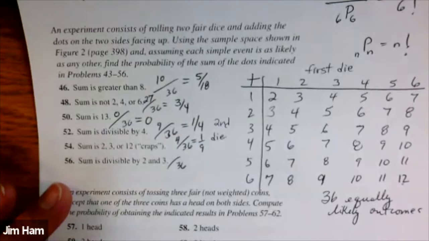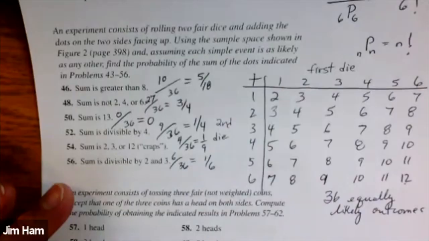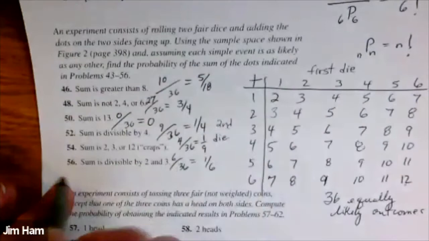Divisible by 2 and 3. 2 and 3 are relatively prime, so therefore, you're looking for all numbers that are divisible by 6. The 6s, 5 of them, and the 12. 6 total. But again, I just keep referring to these and just counting up the number that meets the description over here of the event. So these are the events, and this is the sample space.